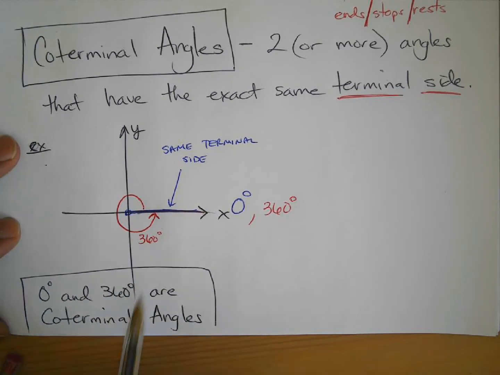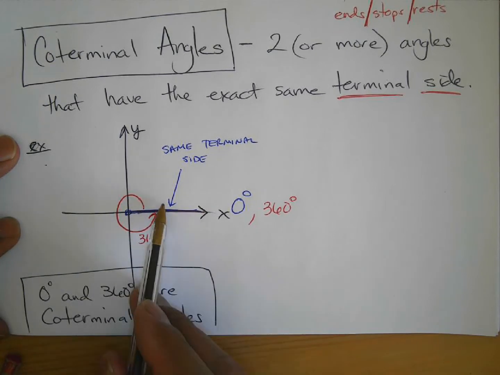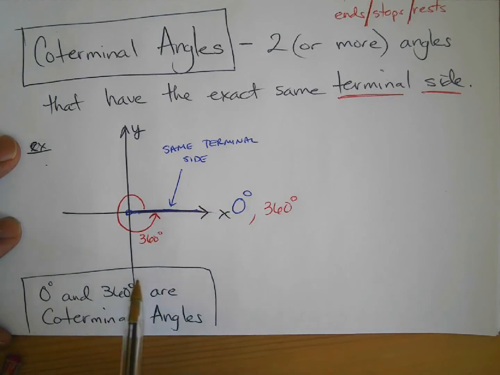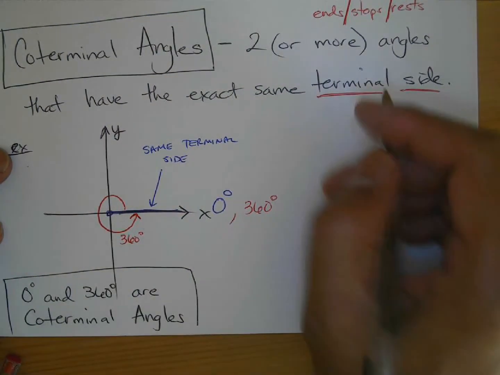Right? That's what coterminal angles is. You got to look at the terminal side, the side where it rests and where it stops, and it has to be the same as another different given angle. All right, let's check another one.